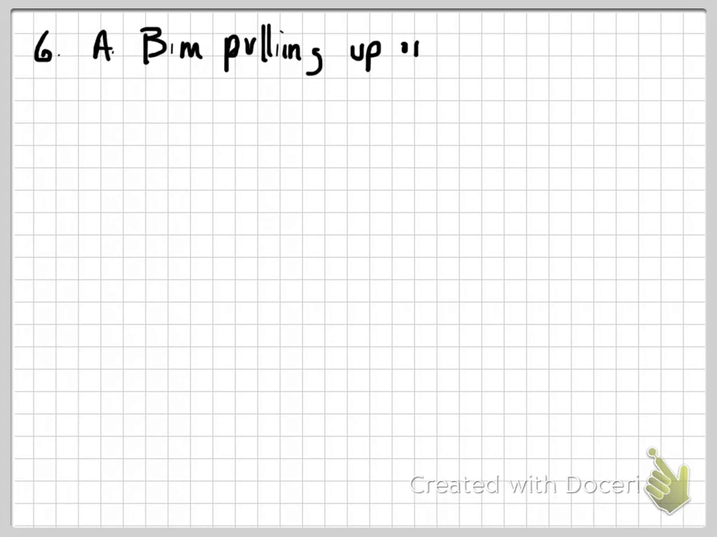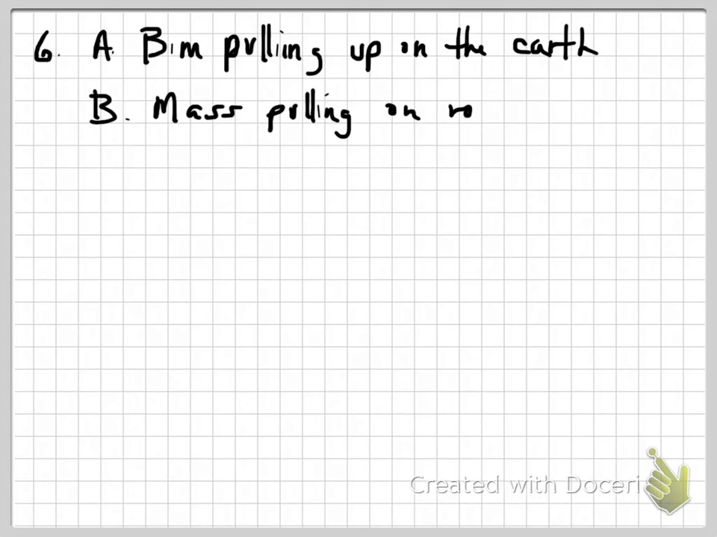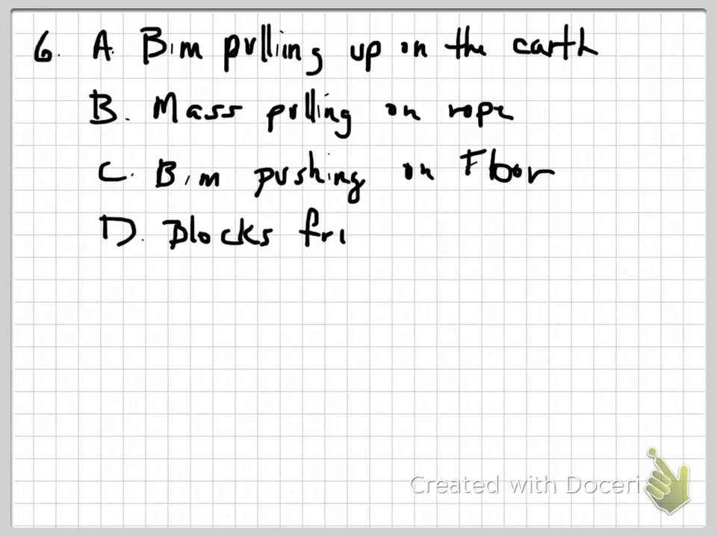Number 6 is really just a matter of recognizing what's going on with Newton's third law. The force of gravity pulling down on BIM is the opposite of BIM pulling up on the Earth. The force of tension pulling on the mass is really the opposite of the mass pulling on the rope. The normal force of the floor on BIM's feet is the opposite of BIM pushing on the floor, and the force of friction of the floor on a block is the opposite of the block's friction on the floor. So those are all, according to Newton's third law, equal and opposite reactions.